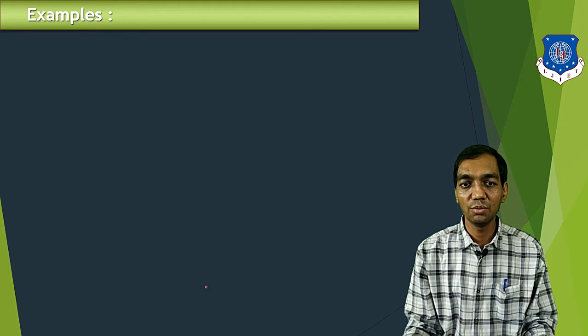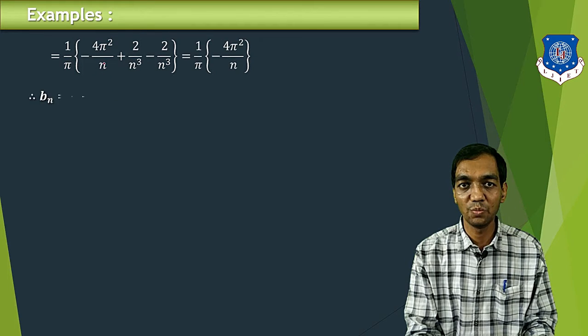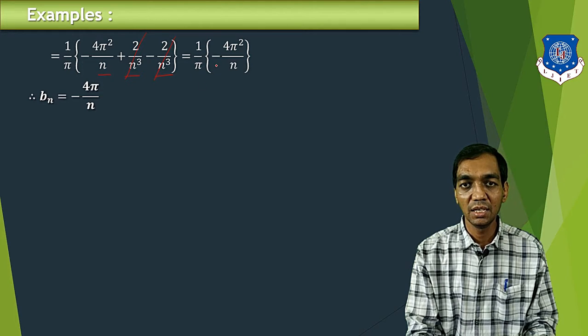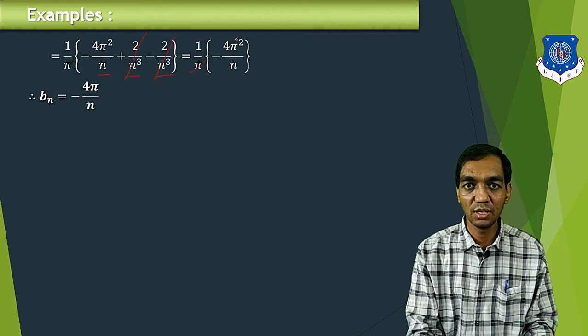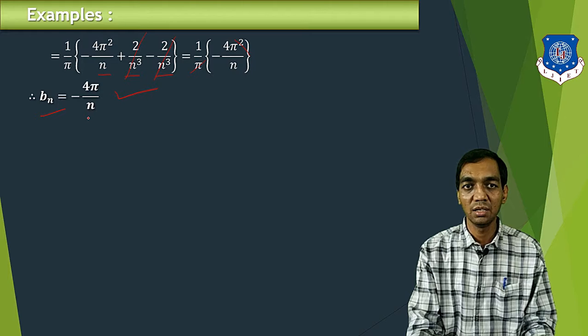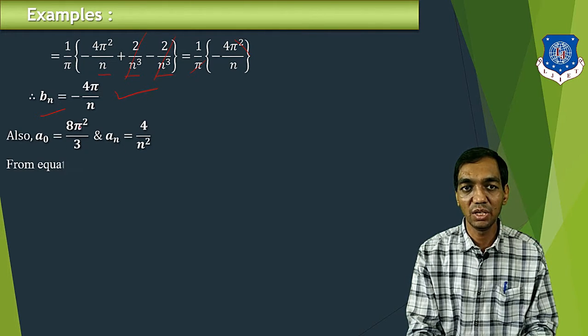Okay. Now we are going to simplify these terms. So you will have minus 4 pi square by n plus 2 upon n cube minus 2 upon n cube. So plus 2 upon n cube minus 2 upon n cube cancel out, and you will have 1 upon pi into the bracket minus 4 pi square by n. Pi cancels out one time, and that will give you minus 4 pi upon n. This is the value of bn. Now put this a0, an and bn in the Fourier series.